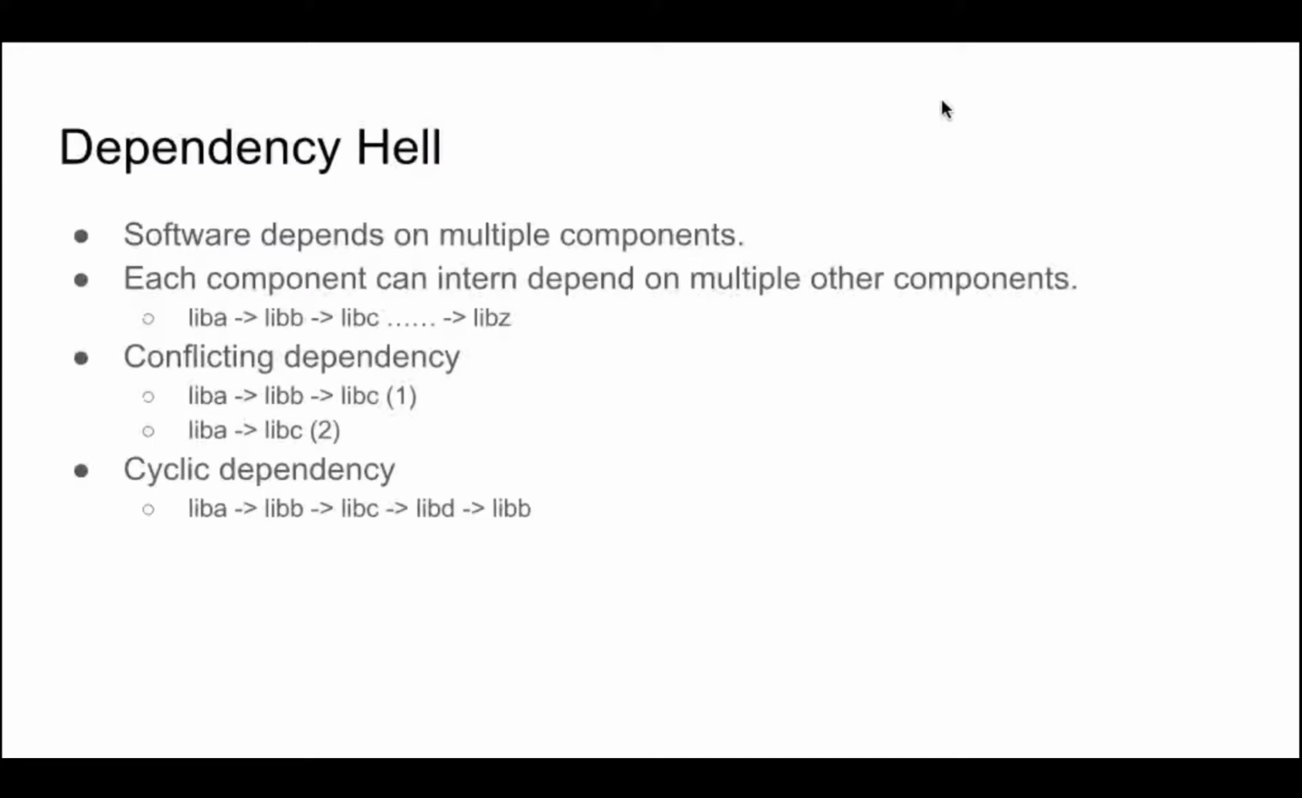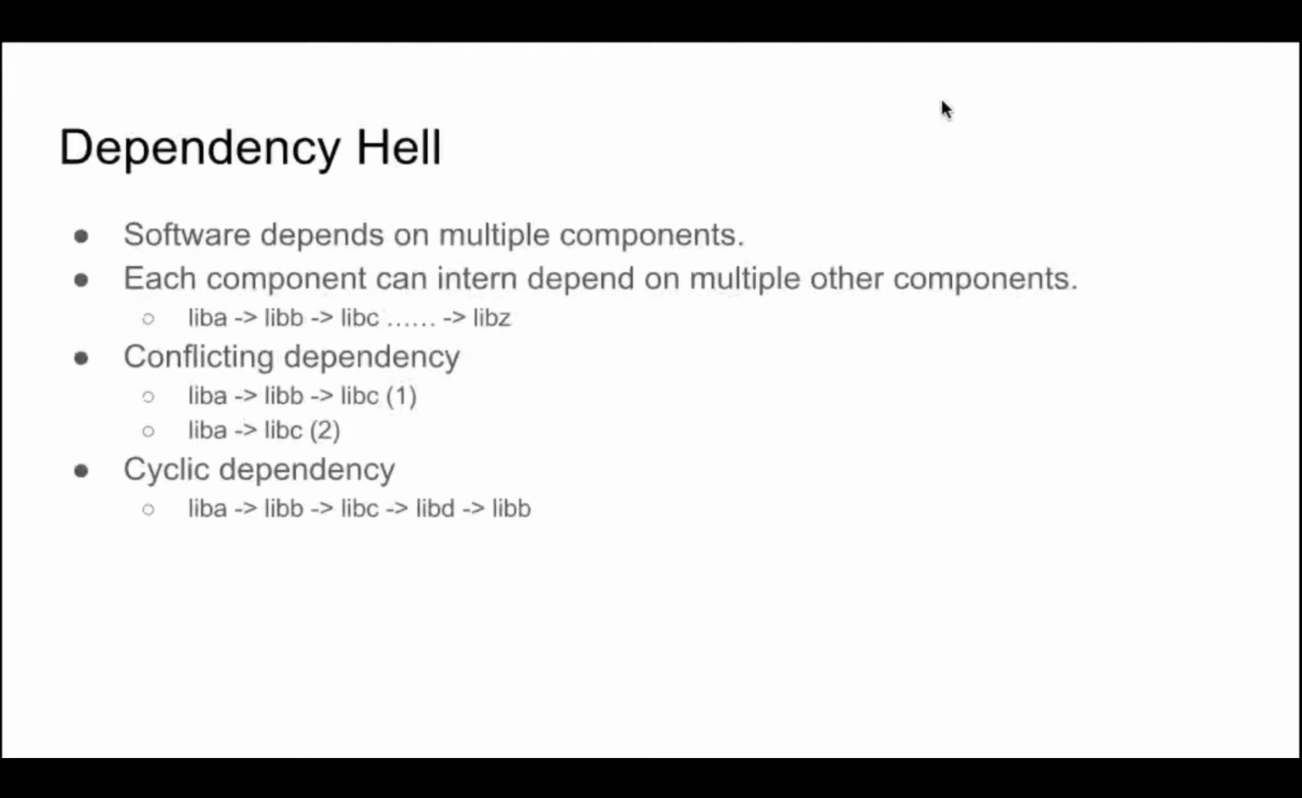Lib C version 1 and version 2 both are required. Various frameworks have various ways of solving it. Ruby says, no, I'll not allow this to happen, while Node has a different way of handling things. I have chosen Node and Ruby because they are very different in how they handle it. So this conflicting dependency will not work in Ruby while it works in Node.